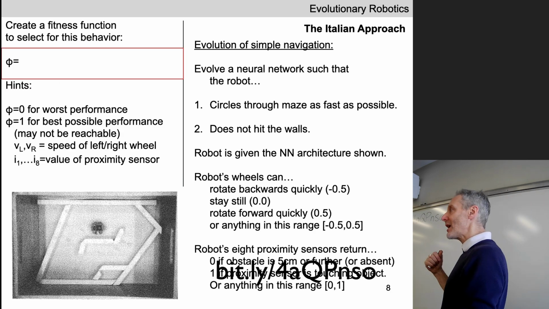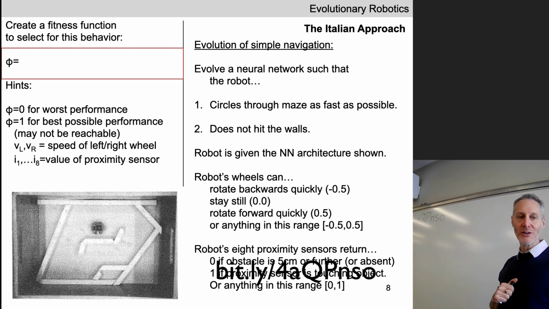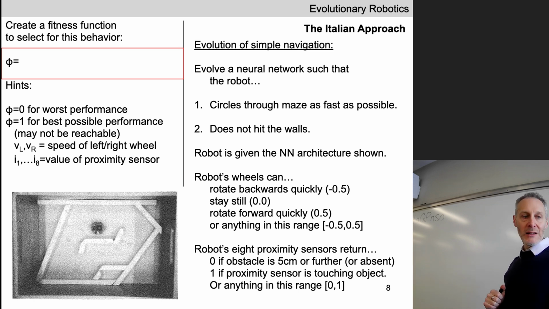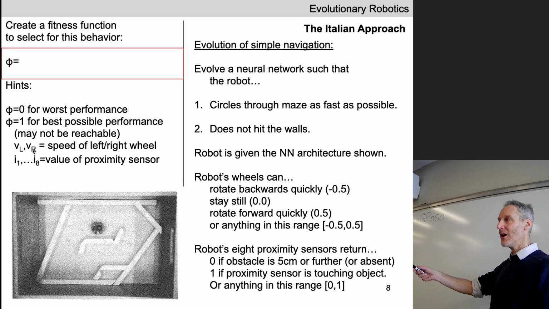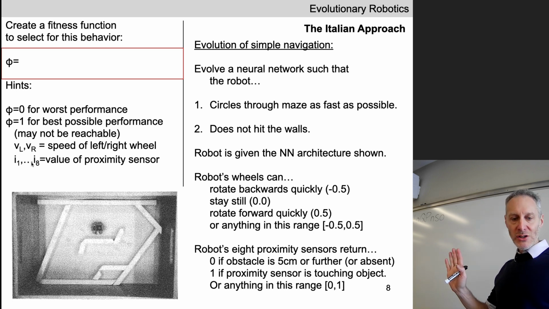Let's now construct a fitness function for our genetic algorithm. Let's assume that we want this function to take on values between 0 and 1 and all values in between. And you can construct this fitness function from the following 10 Lego bricks, and you can use them multiple times: VL, VR, the rotational velocity of the wheels, and the 8 values of the infrared sensors. I want you to think about that.